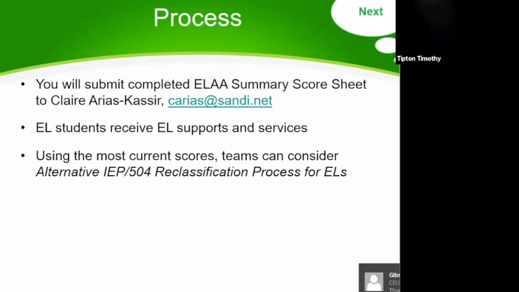After you've completed that assessment, you can then use that alternative reclassification process. So they do go hand in hand. Another powerful thing about this assessment is that once you determine the score, you have the score. We're not waiting for results to come back.